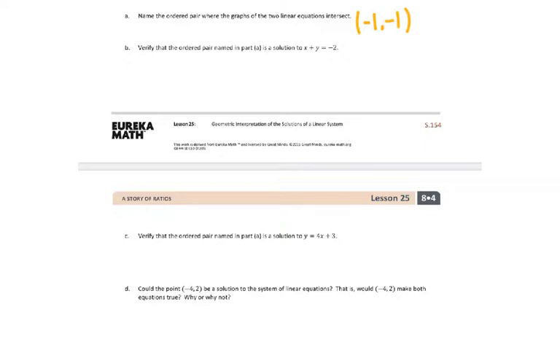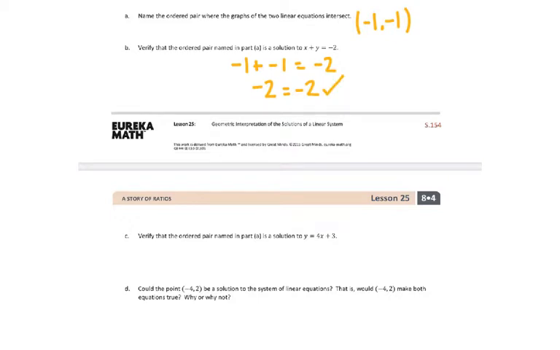So for this first equation, it's x plus y equals -2. So I have -1 plus -1 equals -2. And when we have 2 negative numbers and we're adding them together, we get a bigger negative number. So indeed, -2 equals -2. So -1, -1 is a solution to that equation.